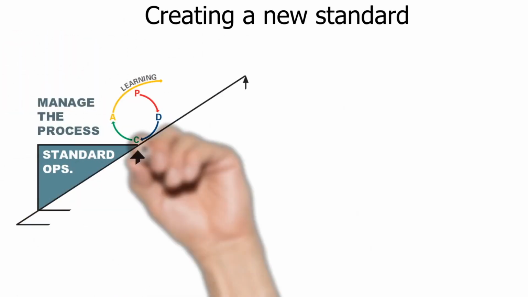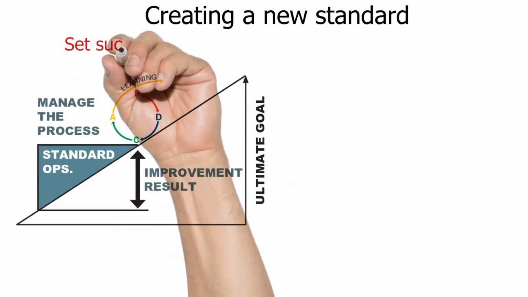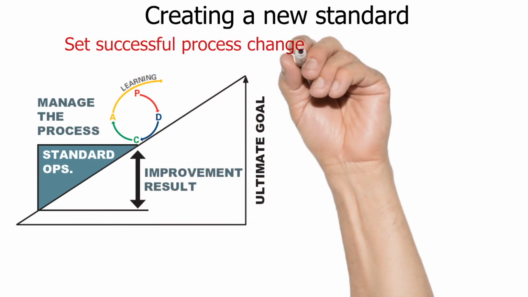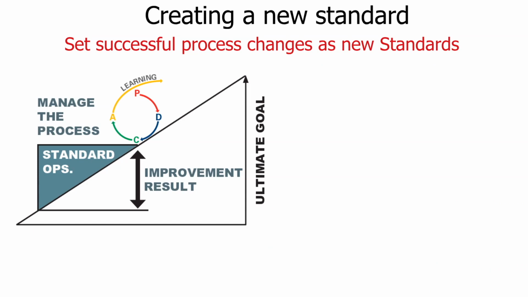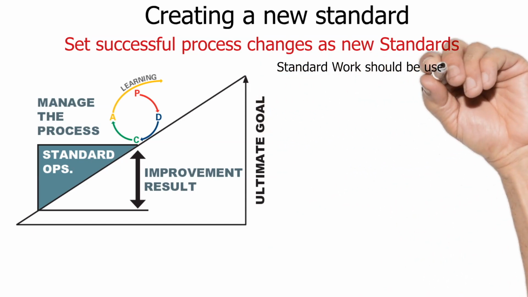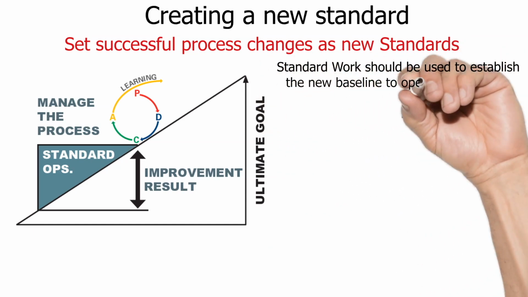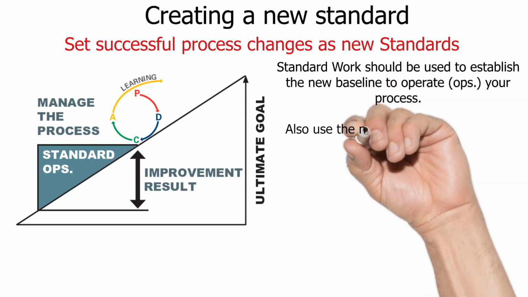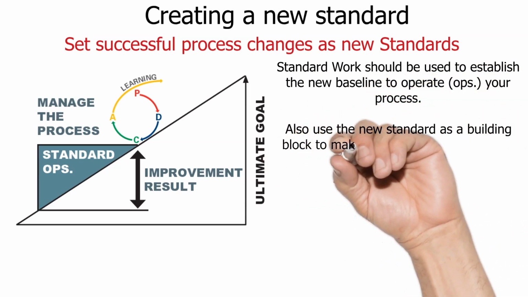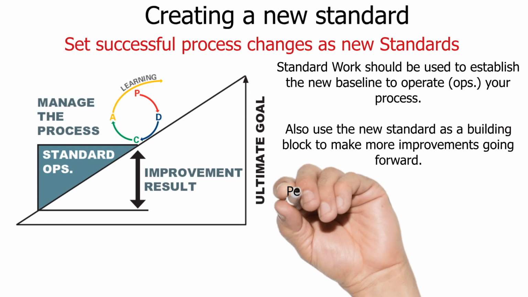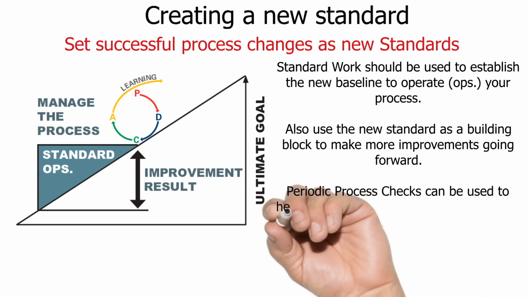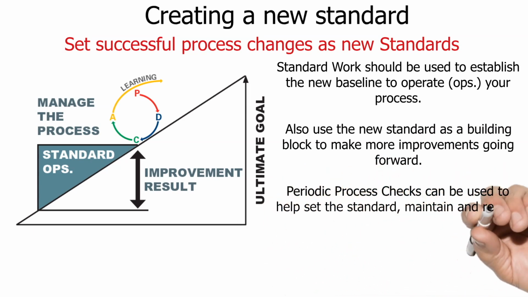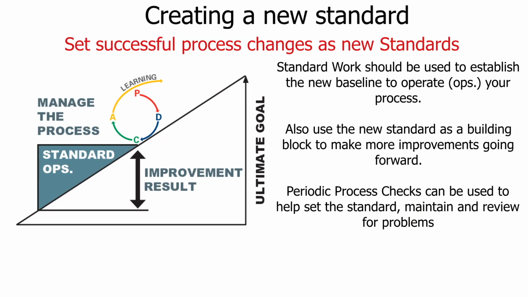Creating a new standard. Set successful process changes as new standards. Standard work should be used to establish the new baseline to operate your process. Also use new standards as building blocks to make more improvements going forward. Periodic process checks can be used to help set the standard, maintain and review for problems.